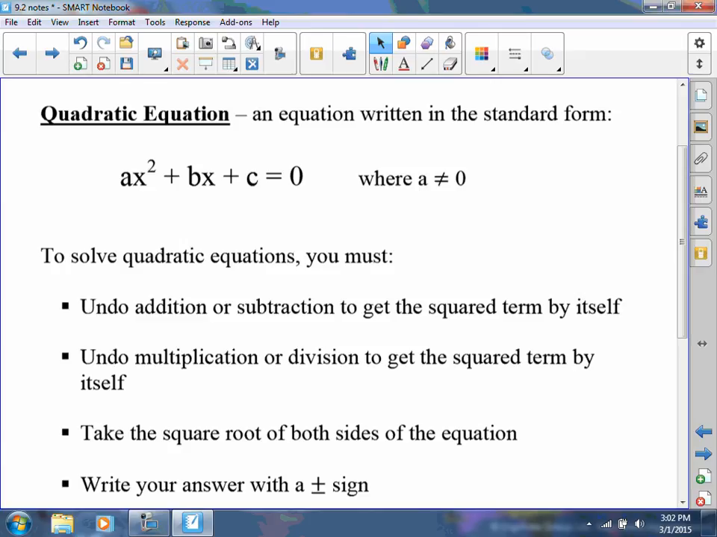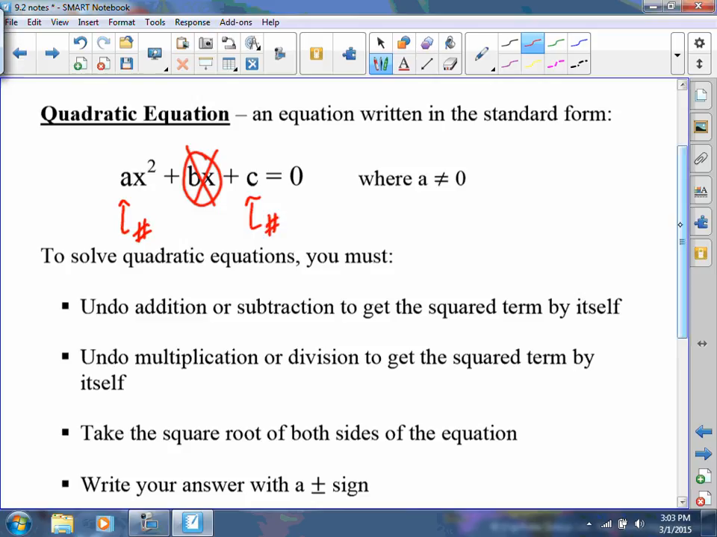Now, the problems that we're going to see today aren't going to have this x term in there. So this bx term won't be in our equations today. We're just going to see the x squared and a number set equal to another number. This number may or may not always be 0, but remember that the a is just a number and the c is just a number.